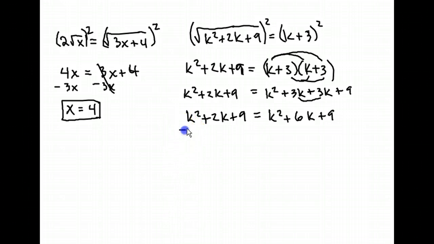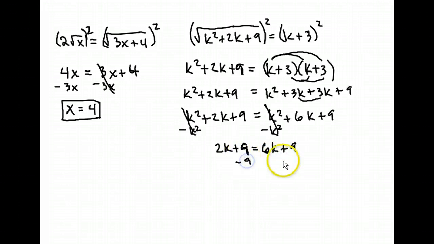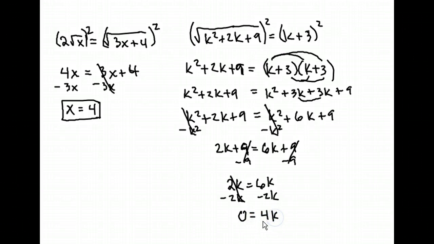And so solving it, we'll subtract k squared from both sides, and the k squares will go away, and we'll end up with 2k plus 9 is equal to 6k plus 9. We'll subtract 9 from both sides, and they'll go away, and you end up with 2k is equal to 6k. The k's have to all be on one side, so we're going to subtract the 2k from both sides, and we'll end up with 0 is equal to 4k. So to solve for this, to get k isolated, we divide by 4, and we end up having 0 is equal to k.